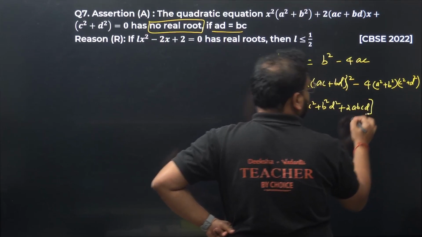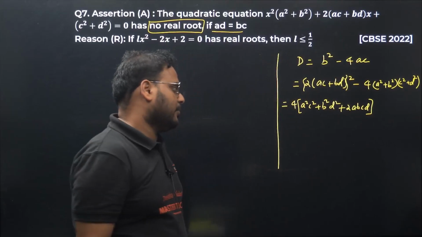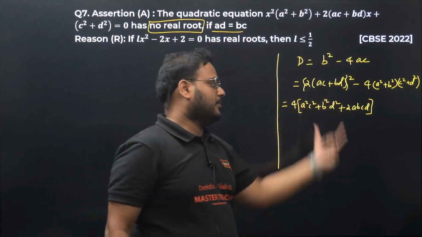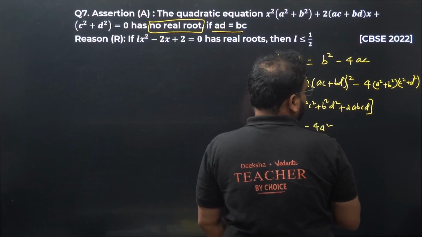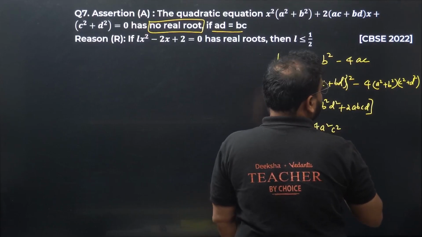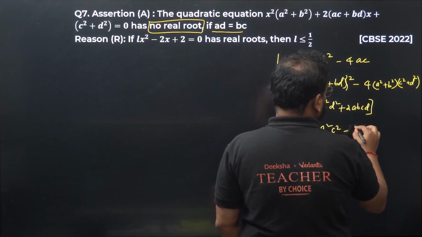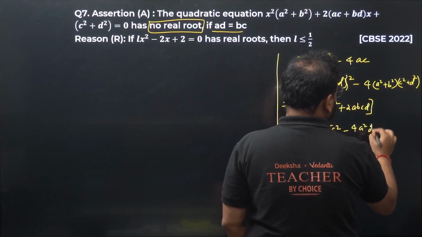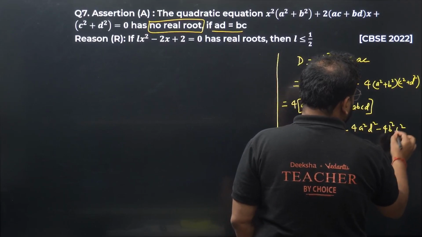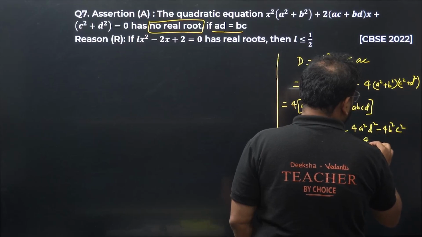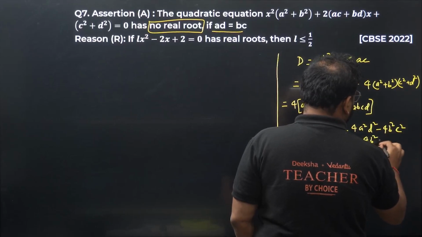minus, plus 2ABCD. Okay, that's my square of the first term. Second term, have a look. I get here minus 4A square, C square. Next I have minus 4A square, D square. Next I have minus 4B square, C square. And I have minus 4B square, D square.